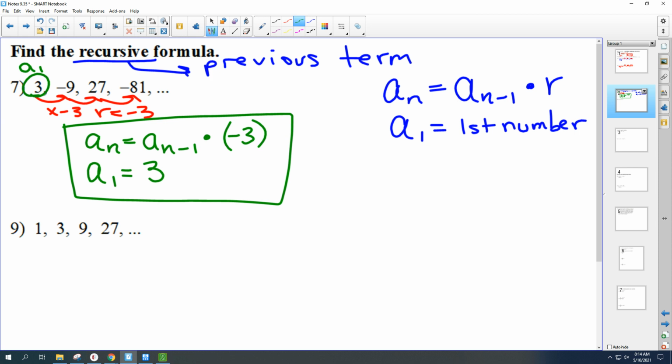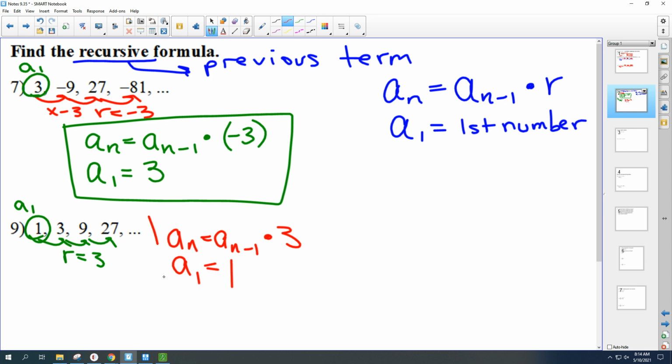Next one, same deal. It looks like we're just multiplying by 3 to get to the next term. So we see R equals 3. This is the first term. A1 is 1. So your recursive formula, an equals an minus 1 times 3, and a1 equals 1. A recursive sequence uses previous terms.